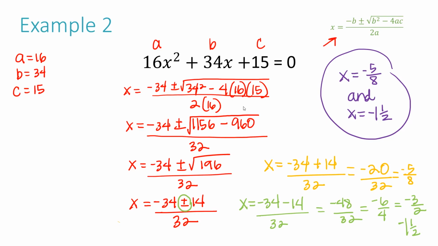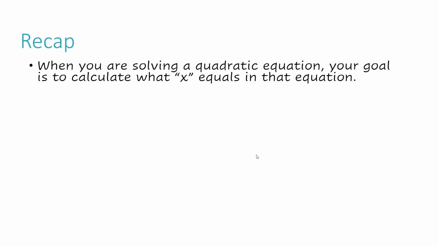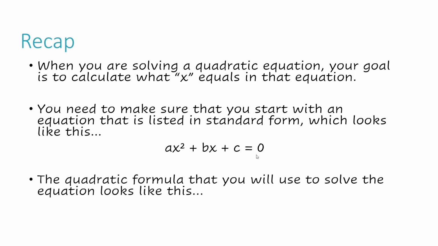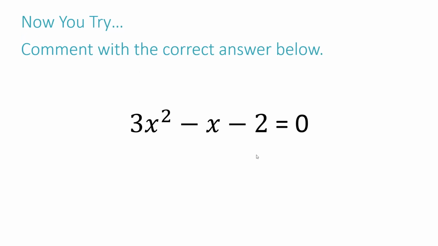Now let's take a recap. When you are solving a quadratic equation, your goal is to calculate what x equals in that equation. You need to make sure that you start with an equation that's listed in standard form, which looks like this: ax squared plus bx plus c equals 0. The quadratic formula that you'll use to solve the equation looks like this: x equals negative b plus or minus the square root of b squared minus 4ac all over 2a.